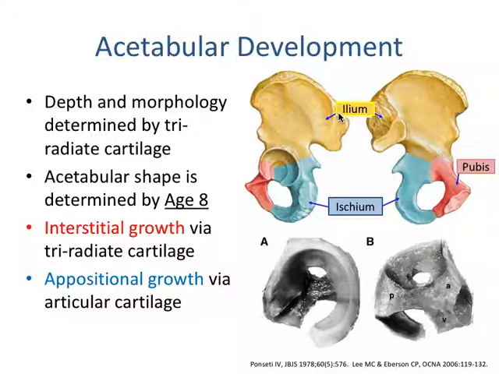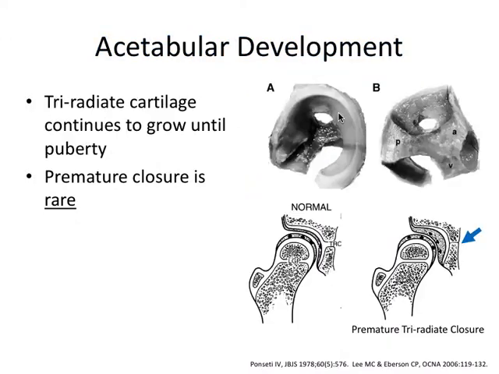Interstitial growth via the triradiate cartilage occurs, as well as appositional growth via the articular cartilage. So we usually think of the articular cartilage as sort of a passive entity that sort of lubricates the joint and that sort of thing. But in a growing child, there's active development of actual hip shape by this articular cartilage. And I'll show that to you in the subsequent slides.